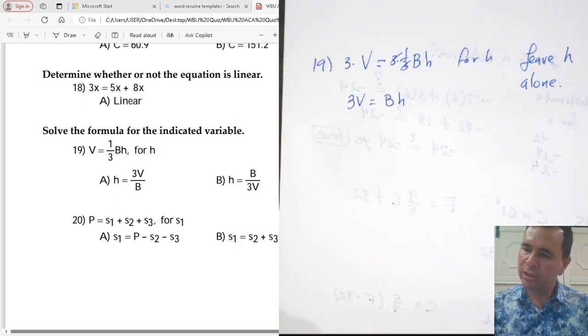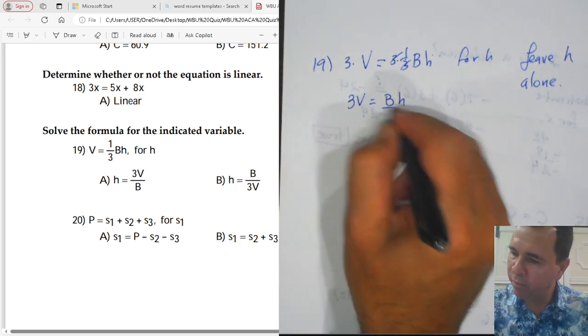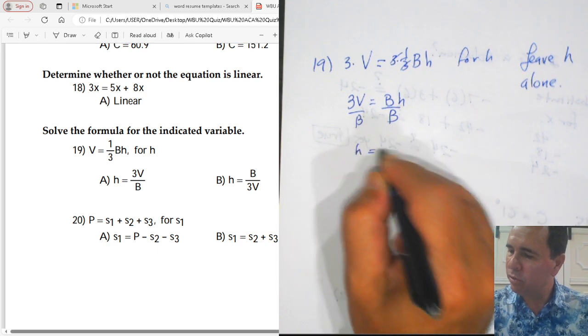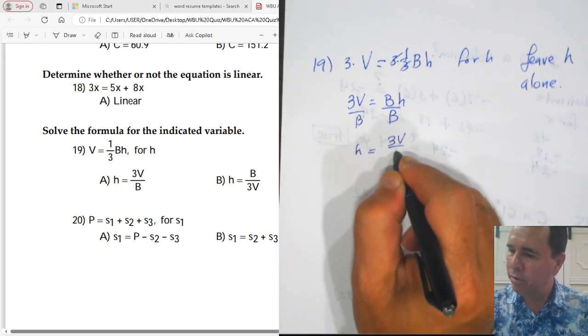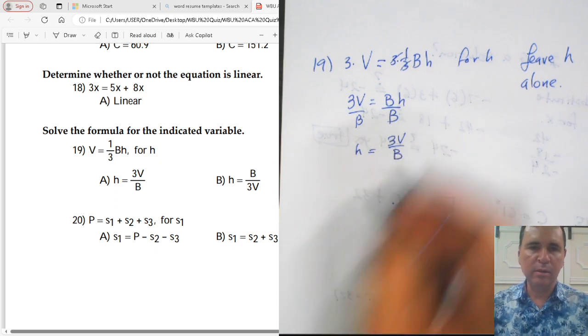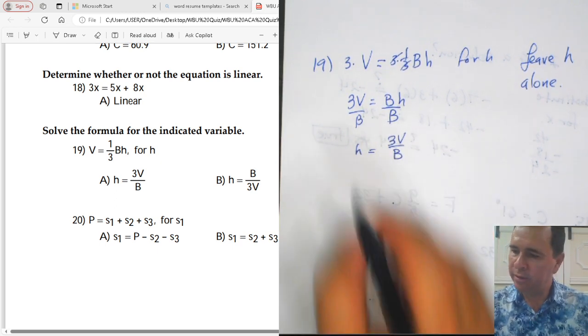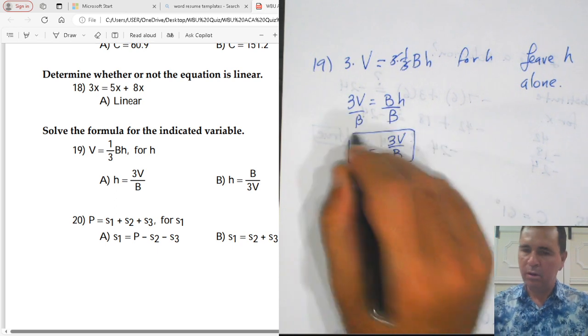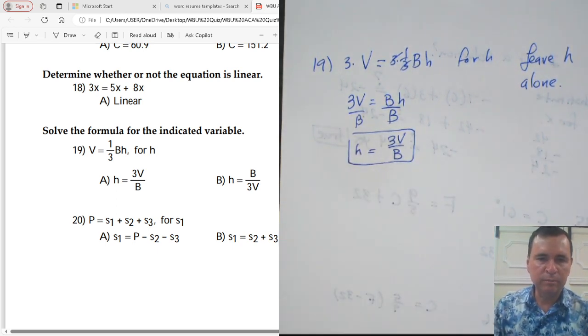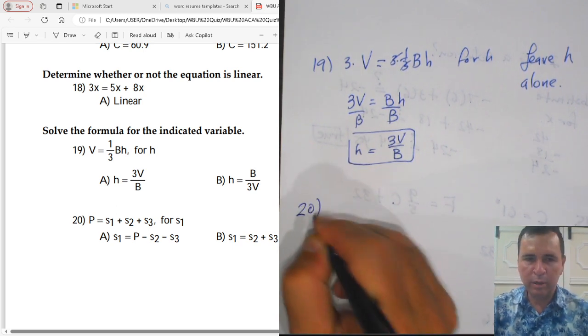Then I want h alone. That means I'm going to have to divide both sides by b, and we are done. h is equal to 3v over the big base. All right, that's it. All right, guys, that's it for this quiz. Remember, you're just doing the reverse process. Maybe I'll help you with 20.